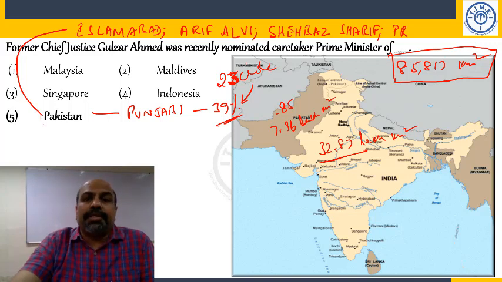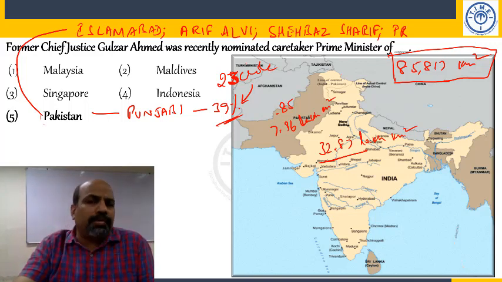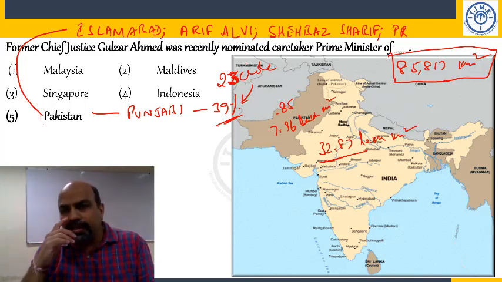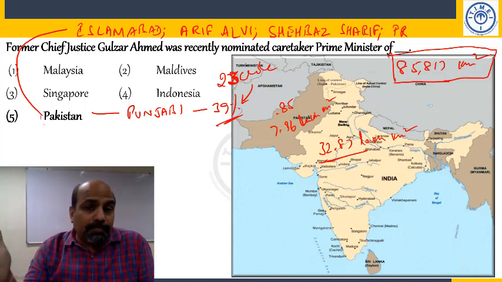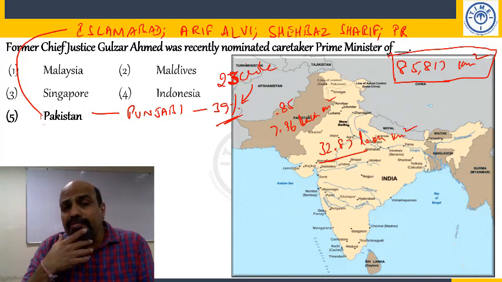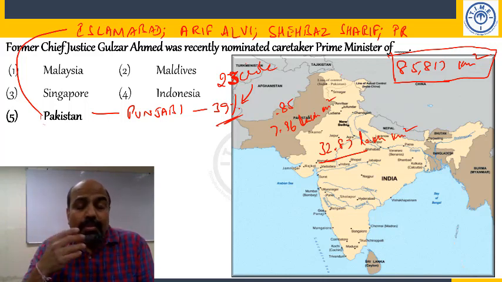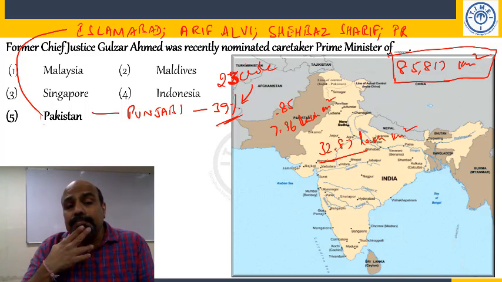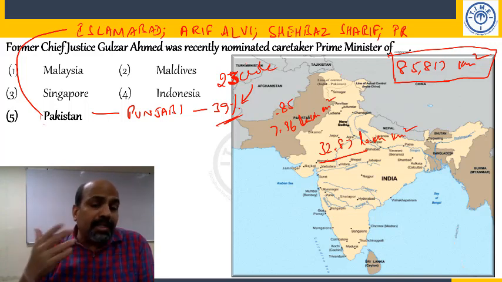In the third place is the United States, which is like 31.5 crore. And the United States birth rate is falling drastically. In the fourth place, Indonesia, about 26.5 crore. And in the fifth place is Pakistan, 22.7 crore. So Punjabi is the most widely spoken language in Pakistan.